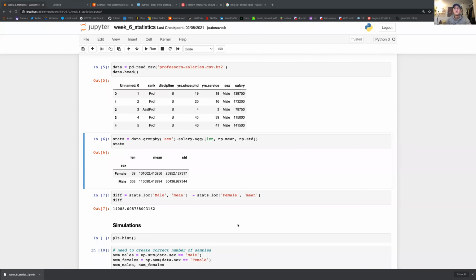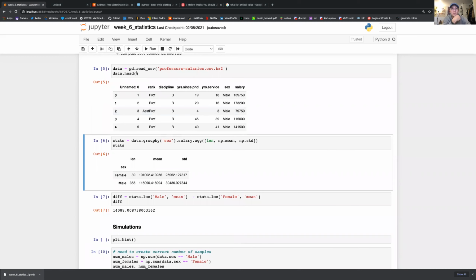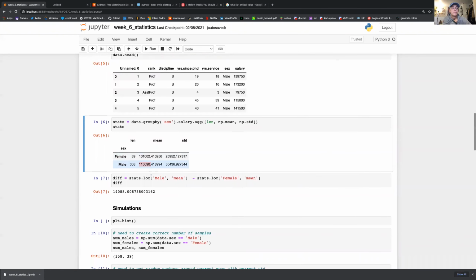Okay, so here's a fun little example that I like for using hypothesis testing. The data set we're working with is professor salaries. I believe it's at a public university in Michigan. What we see when we do a group by sex, looking at male and female professors and their salaries, is that on average, females are making just over 100,000 and males are making 115.